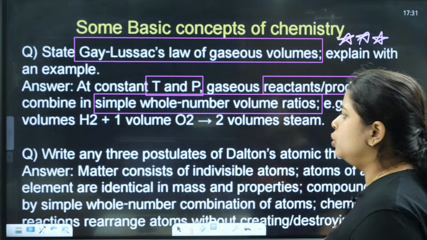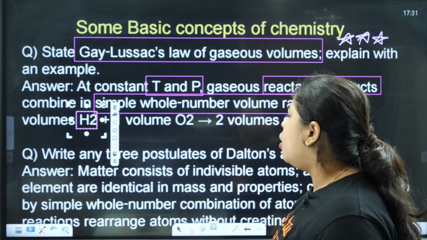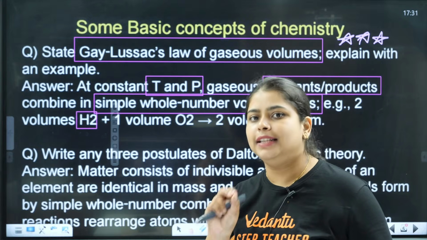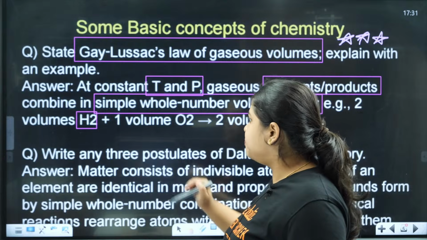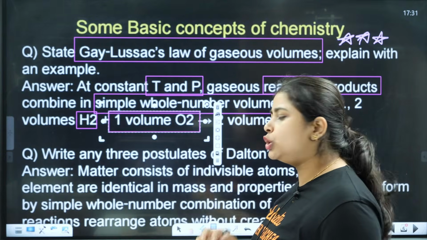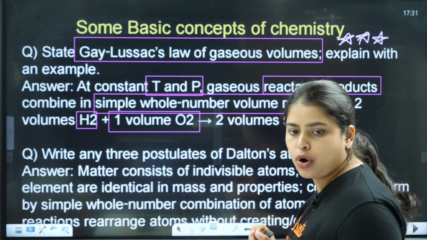Which example can be given? 2 volumes of H2. Take 2 volumes of H2 gas. So 2 volumes of H2 and 1 volume of O2.